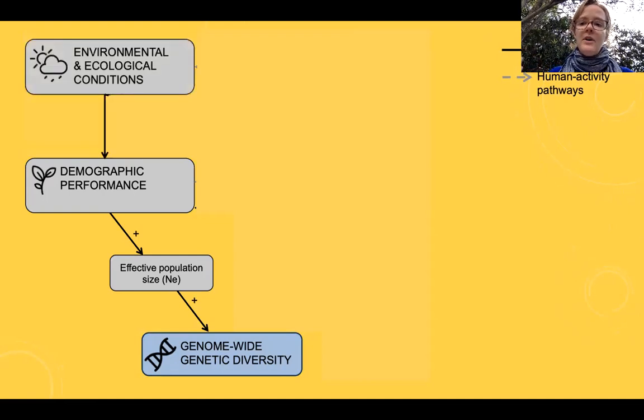And then the environment comes into this in the sense that it affects demographic performance. From spatial landscape genetics, we know a lot about how the environment influences population genetic structure and spatial genetic structure. But one of the primary pathways by which that happens is through that influence on demographic rates.